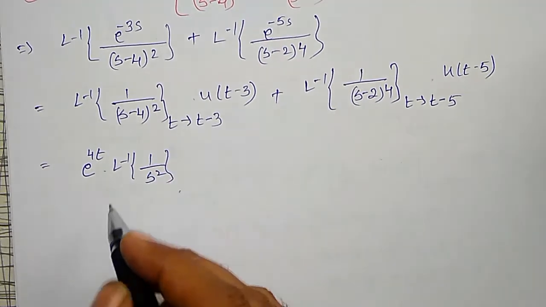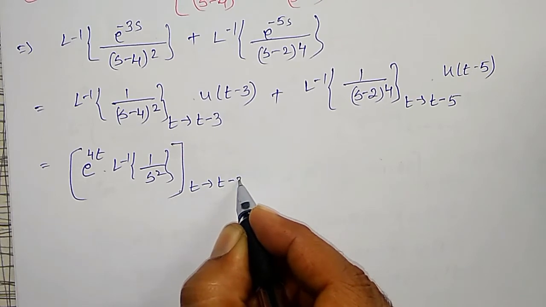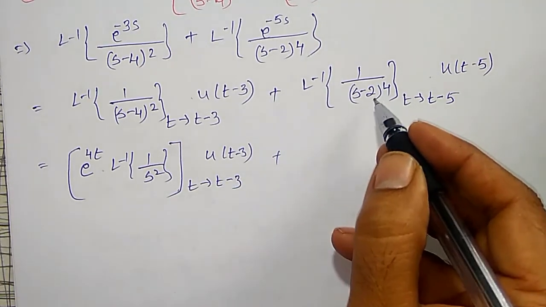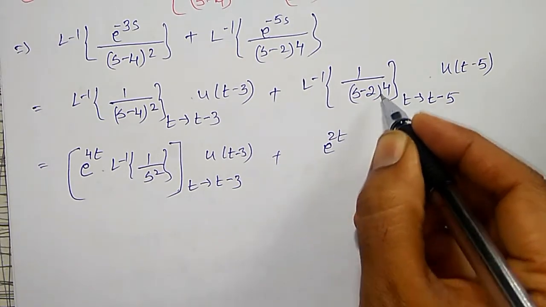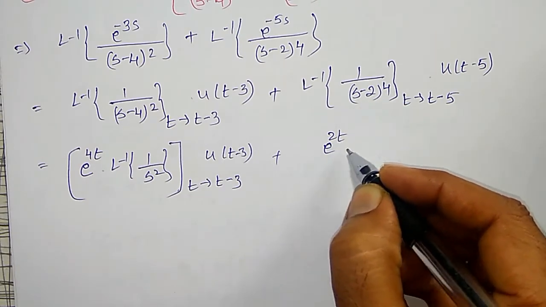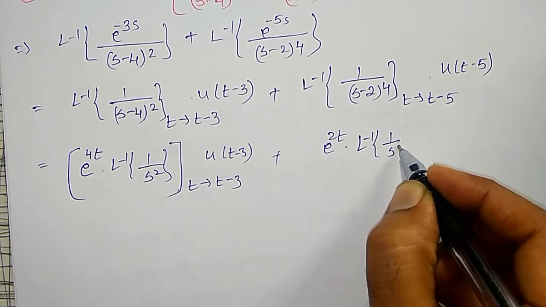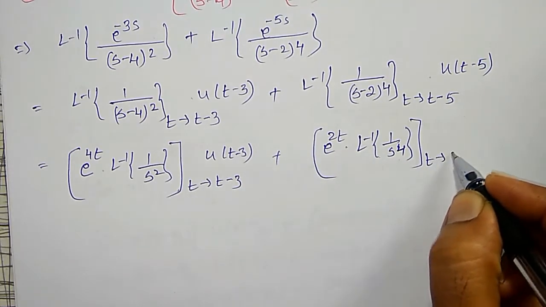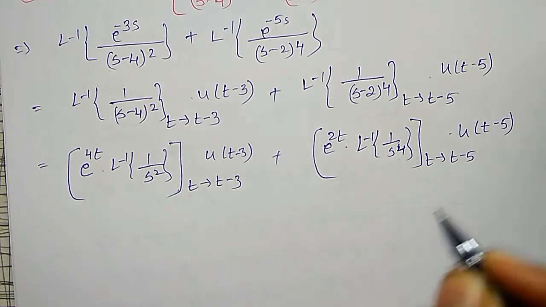Second property I am going to use. In this, t is replaced by t minus 3 into u of t minus 3. Like that, here also same. Okay, here e to the power 2t, s minus 2 is there. s minus 2 is replaced by s and extra multiplied by e to the power 2t, into the inverse Laplace transform of 1 by s raised to 4. In this, you have to replace t by t minus 5 into u of t minus 5.